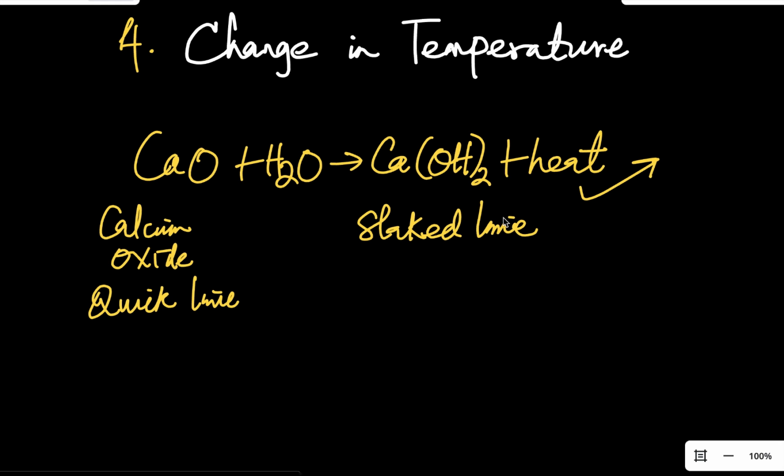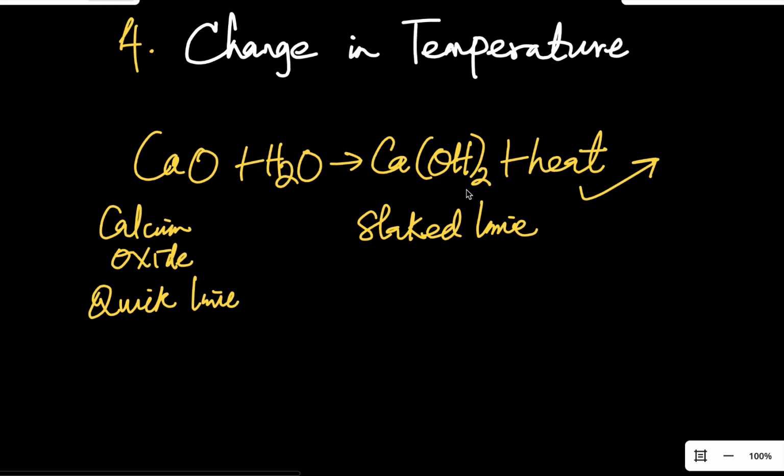A good laboratory example is the reaction between calcium oxide, which I just did, also known as quicklime, and water. The chemical equation will produce slaked lime, and heat will be released. That's the laboratory preparation. So calcium oxide reacts with water to form calcium hydroxide, and heat is released.